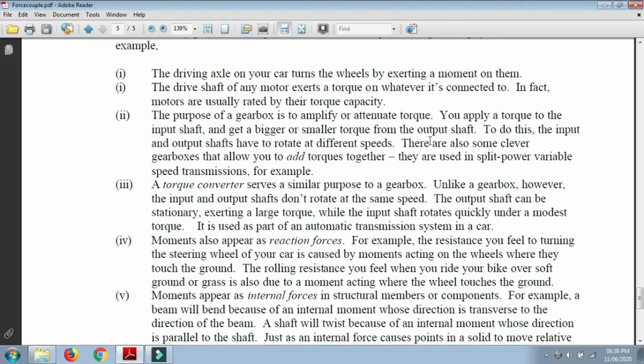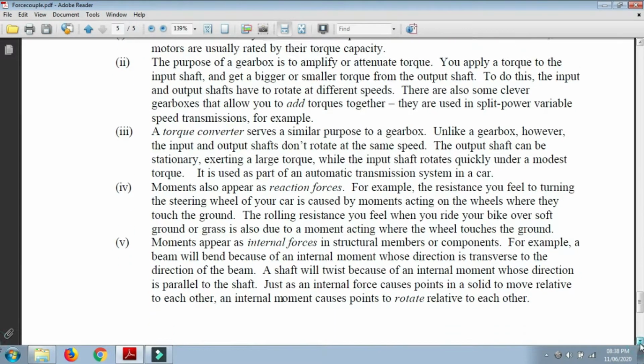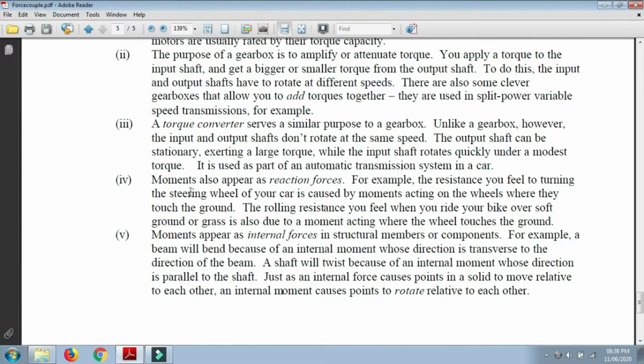Okay, so you apply a torque to the input shaft and get a bigger or smaller torque from the output shaft. To do this, the input and output shafts have to rotate at different speeds. A torque converter, a very important device, serves a similar purpose to a gearbox. Moments are also applied as reaction forces.